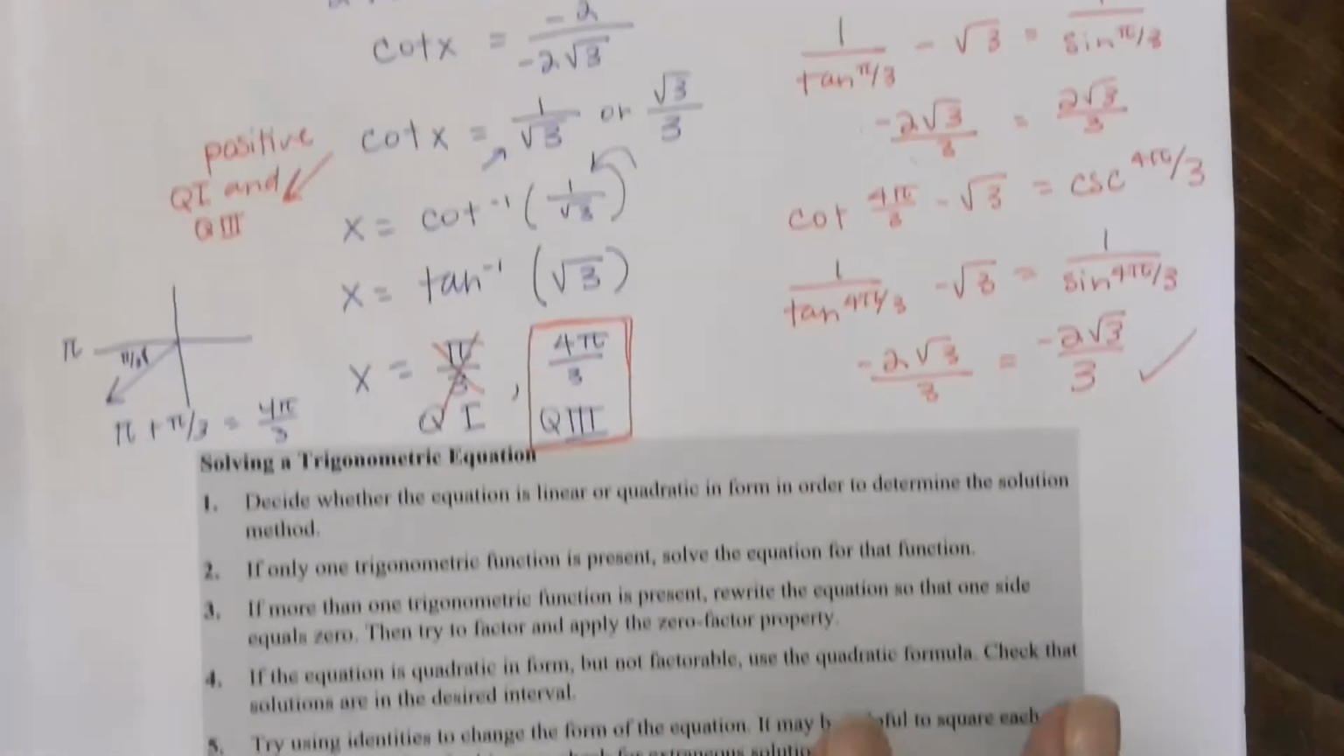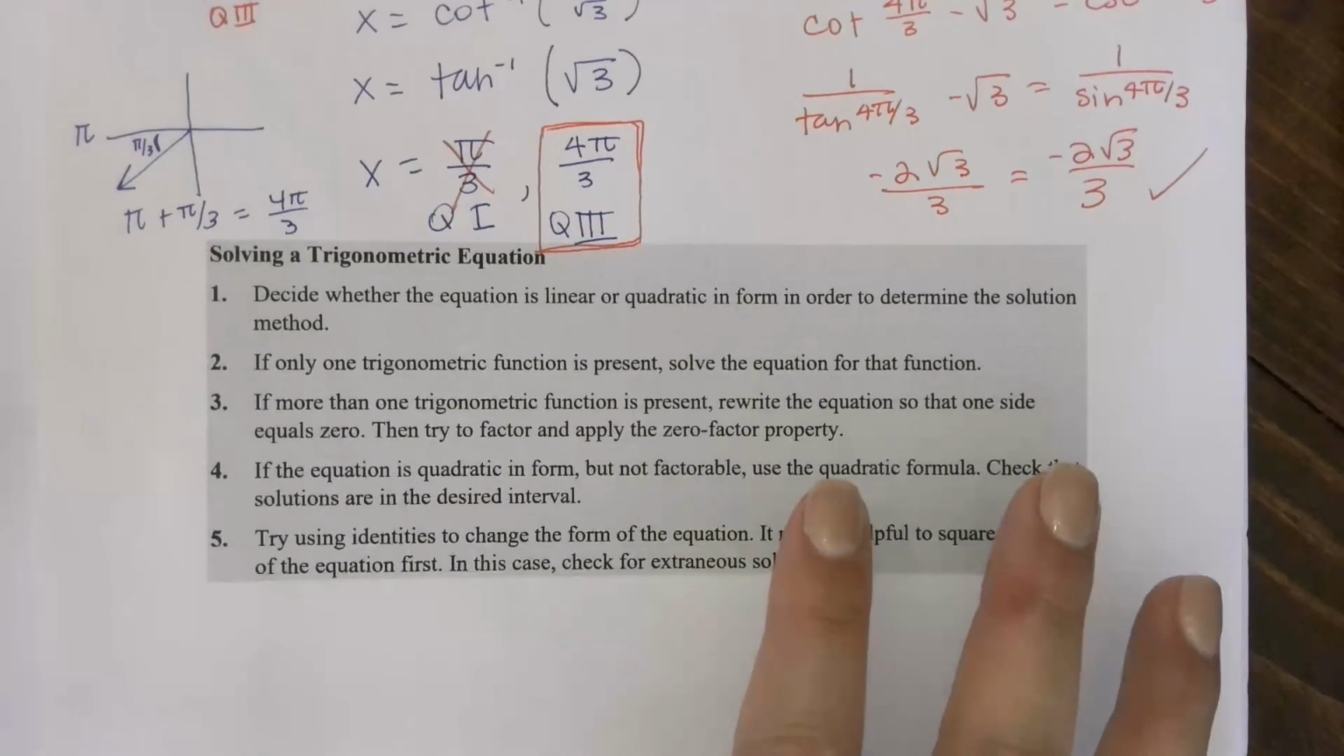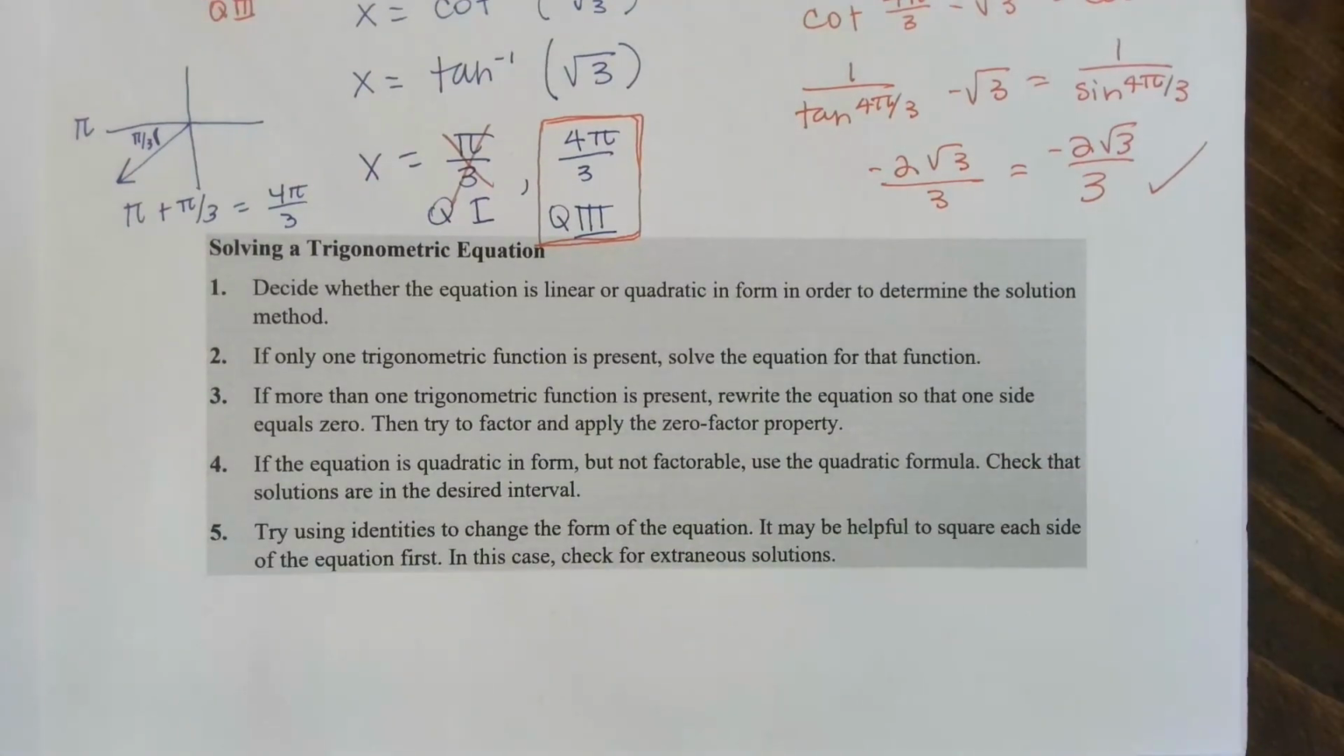Okay, here at the bottom is just some helps for solving a trig equation. Decide whether the equation is linear or quadratic in form. That's going to come from the exponents that you have. If there's no exponents, then it's linear. If there's an exponent of 2, then it is quadratic. If only one trig function is present, then solve the equation for that function.